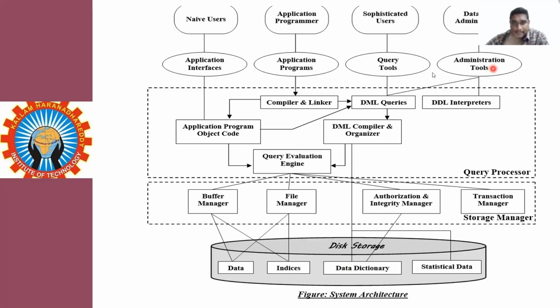Clear? Next, this is the first level, and the second level is what we already discussed, the conceptual level, but the conceptual level is divided into 2 categories called query processor and storage manager.